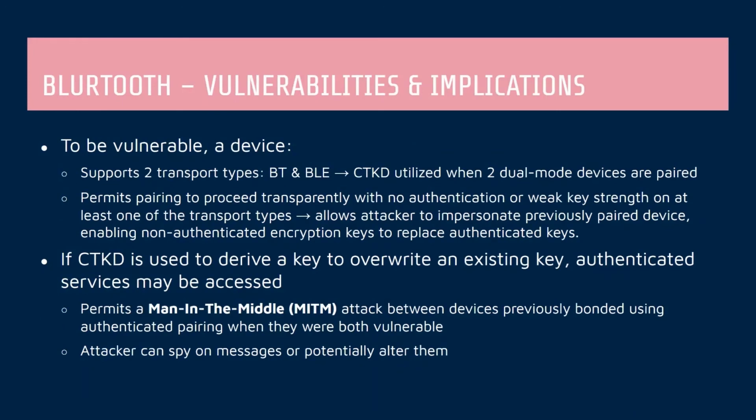For a device to be vulnerable, it must support both transport types, BT and BLE. CTKD is utilized when two dual-mode devices are paired. A device must also permit pairing to proceed transparently with no authentication or weak key strength on at least one of the transport types. This allows the attacker to impersonate the previously paired device, enabling non-authenticated encryption keys to replace authenticated keys. If the existing key is overwritten by the key derived using CTKD, a man-in-the-middle attack can happen.